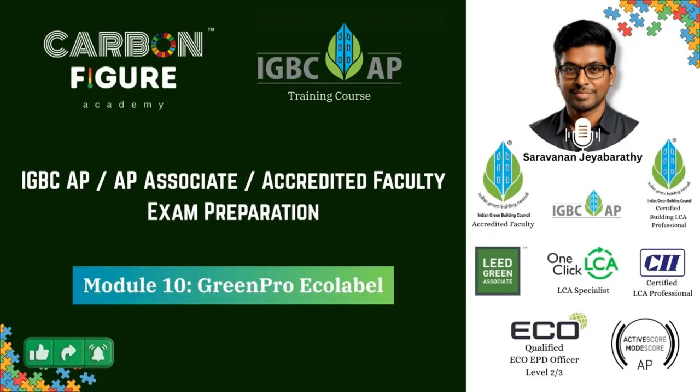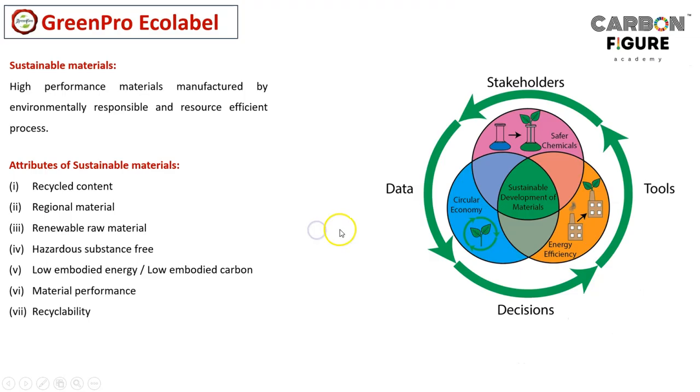In this video, we will be talking about Module 10, that is GreenPro Ecolabel. So sustainable materials. In the context of developing a green built environment, we are keenly looking for sustainable materials. But what defines it? High performance materials manufactured by environmentally responsible and resource efficient processes can be termed as sustainable materials. To define it, there would be more than one attribute.